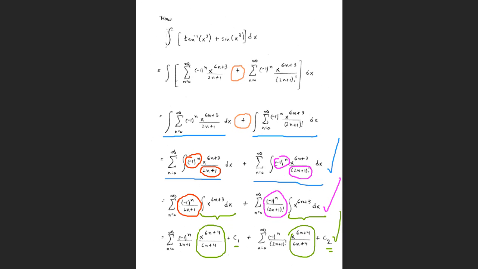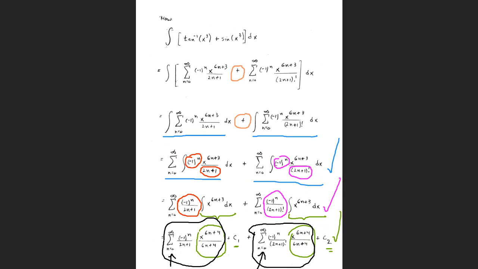Well, what do you think we should do ultimately with this summation and this summation? They both start at n equals 0. What can we do with the two summations then, since they both start at n equals 0? That's right, Jonathan. Very good. We can combine those two summations.